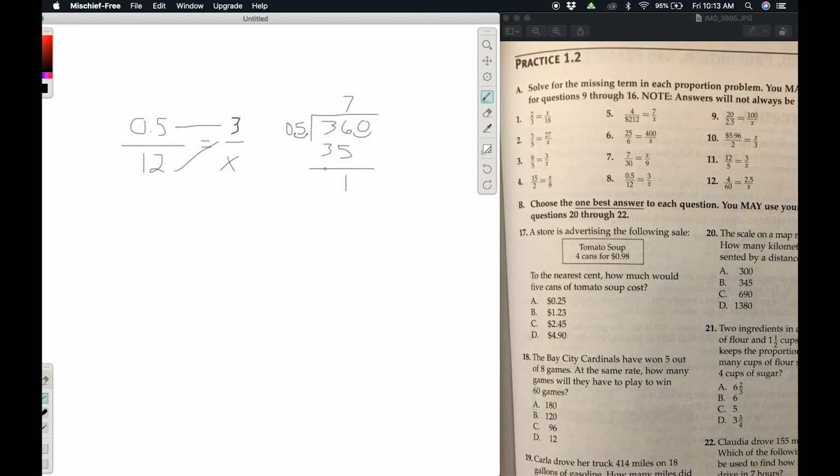So 3 minus 3 is 0, obviously. So 5 goes into 1, it does not. So you have to bring down this 0. 5 goes into 10 2 times. 2 times 5 is 10. Perfect. So for number 8, 72 is your answer. x equals 72.